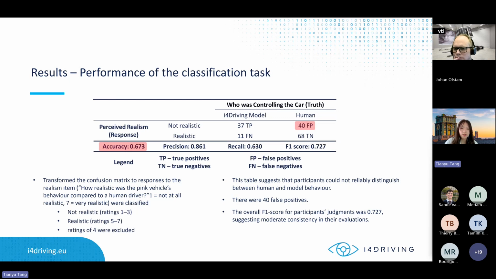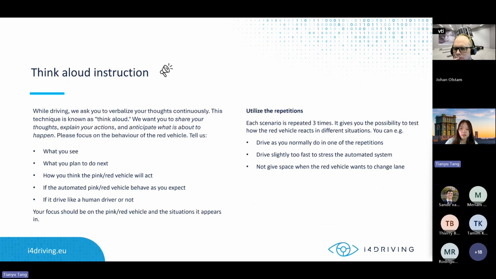Okay, so let's get a deeper insight into how participants formed their judgments. We analyzed the think-aloud protocol data. During the whole driving task, participants were asked to tell us what they observed, what they planned to do, and how they evaluated the behavior of the pink or red vehicle in real time. Each participant had 3 opportunities to test the vehicle's reaction. This think-aloud protocol allows us to get more details about how the model performed.